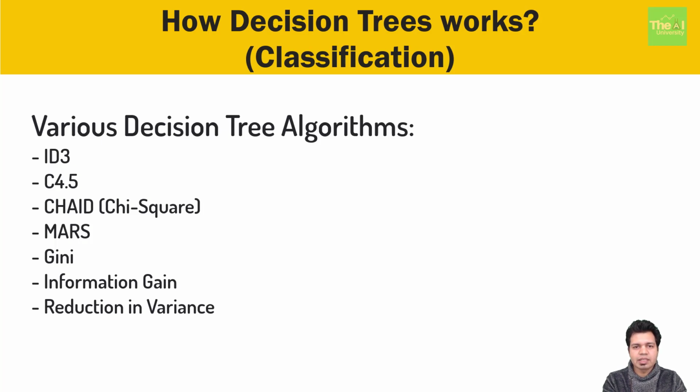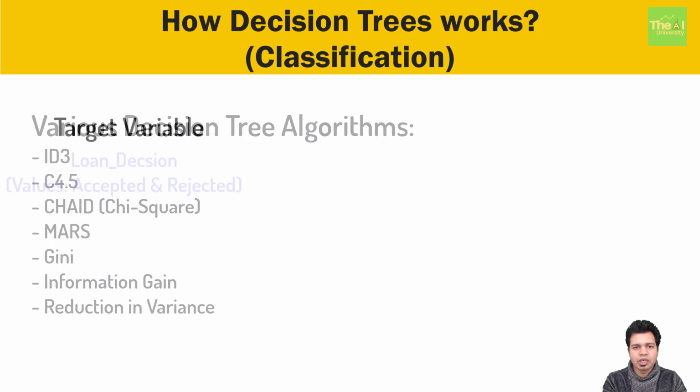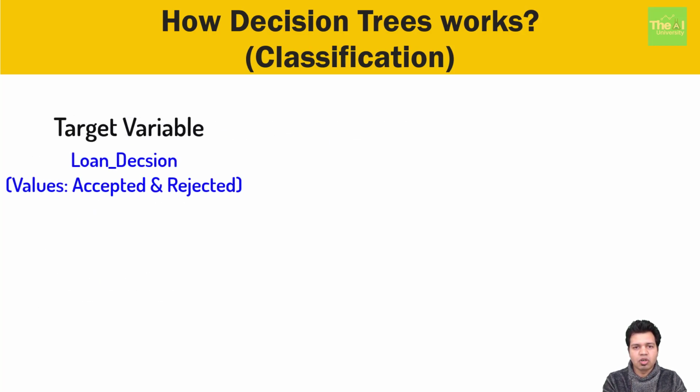So now let me take an example and show the entire process in detail. Here we want to predict the value of the target variable called loan decision, whose values are accepted or rejected. So you can very well see that these are in binary form, accepted or rejected. So accepted can be treated as 1 and rejected can be treated as 0. And these are also categorical in nature.